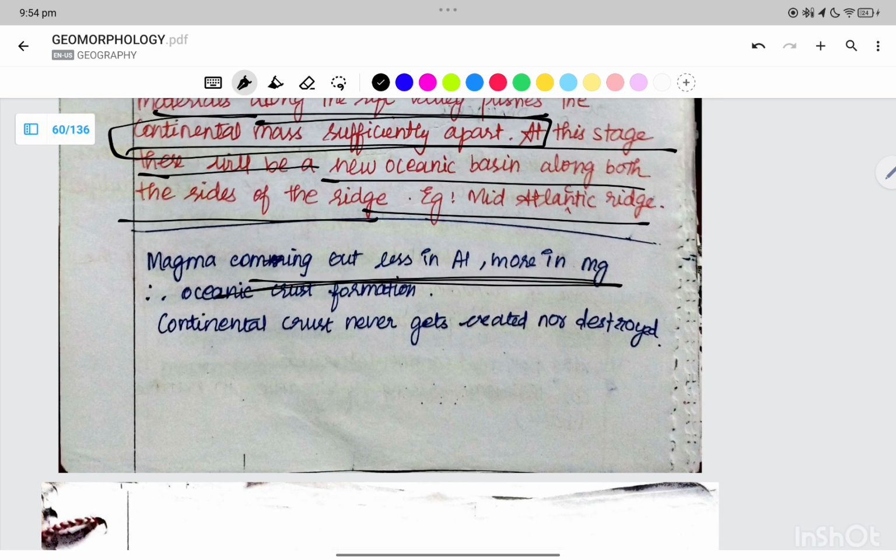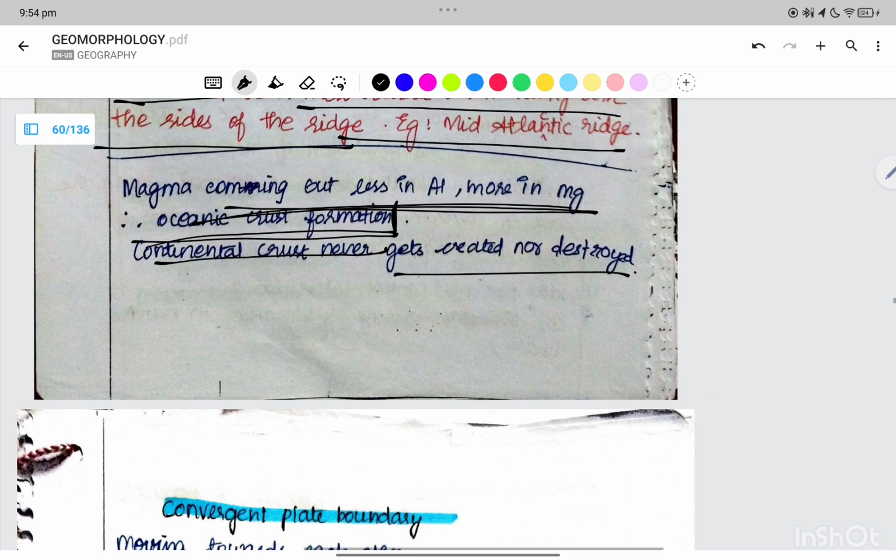The magma coming out is less in aluminium but more in magnesium, therefore it leads to oceanic crust formation, and the continental crust is never created nor destroyed.